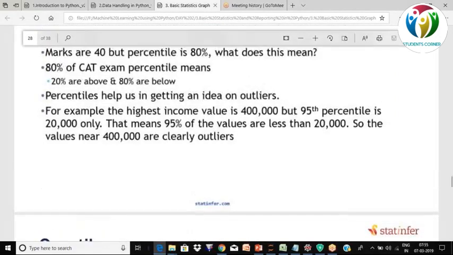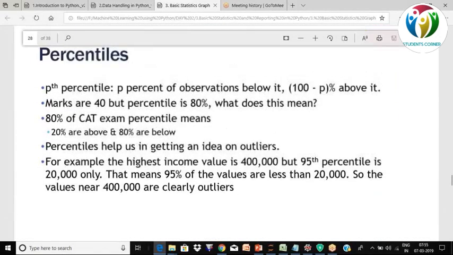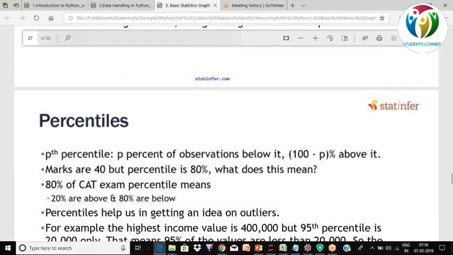So any questions so far? Let's continue percentiles and quartiles tomorrow, and then we will be looking at some other interesting things. Any questions so far?